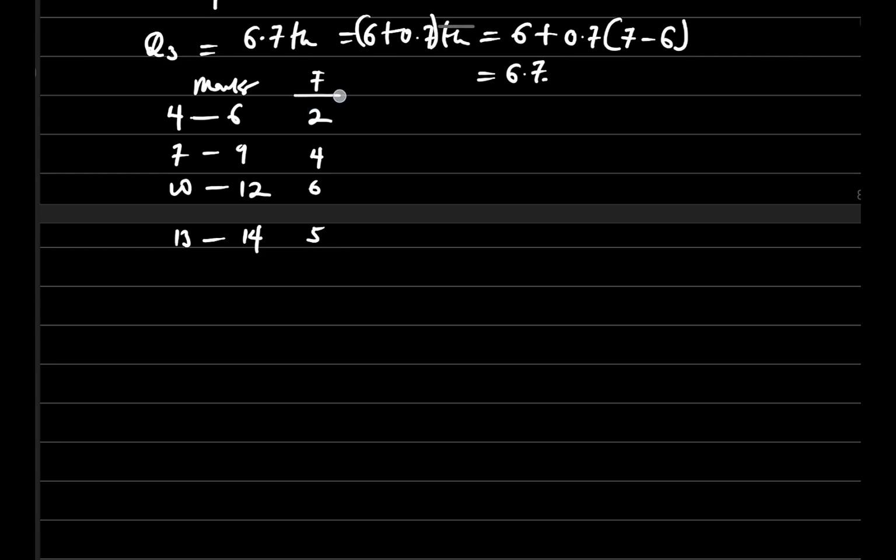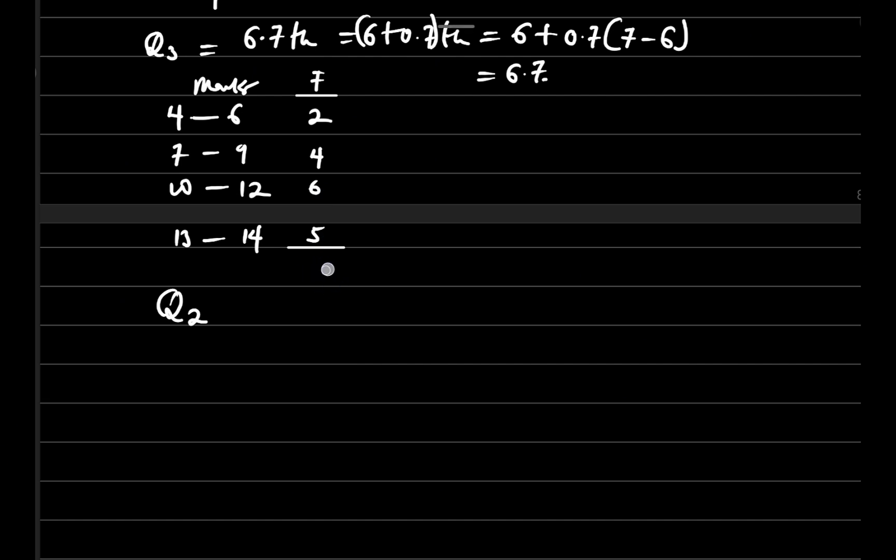Once we have their frequencies, we are asked to find, let's say, Q2, the middle quartile. This is a group data. So how do you find the middle quartile? First I have to locate the total frequency. So we have 2 plus 4, which is 6, plus 6, we have 12, plus 5, we have 17.